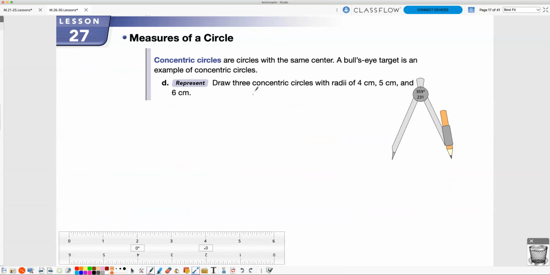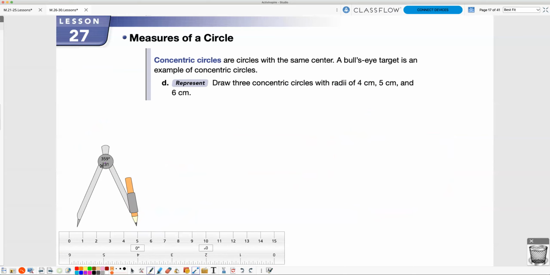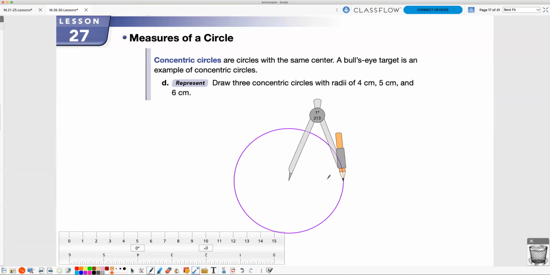Letter D, draw 3 concentric circles with radii of 4 centimeters, 5 centimeters, and 6 centimeters. So I need my scale to be on centimeters. I'm going to use a ruler. I'm going to start with my smaller one. I'm going to go to 4 centimeters. That's right there. And right here in the middle, I'm going to draw that 4 centimeter. That's 4 centimeters there. And I'm going to put a dot here so that I can remember where my center point is. It's very important for me to do that.